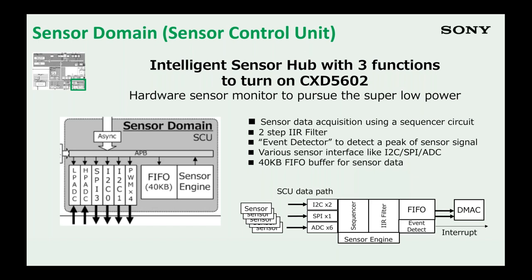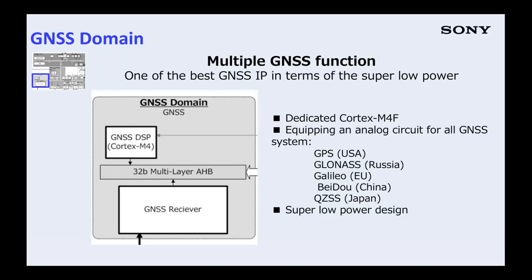And then you have a sensor engine. In this sensor engine, you are doing a sequencer and FIR filter. The output of that is either you need to take an action, meaning an event has been detected, so you send a message to the DMA controller, or you need to stay idle. So that goes into your FIFO and stays there. This is how we are saving power. If you don't need to take any action, it stays in the FIFO. But if you need to take an action, then the event is detected and you go to the DMA.